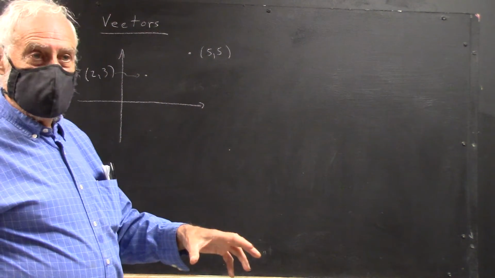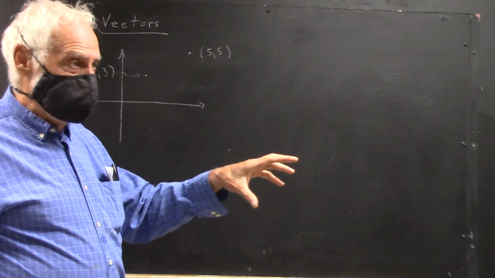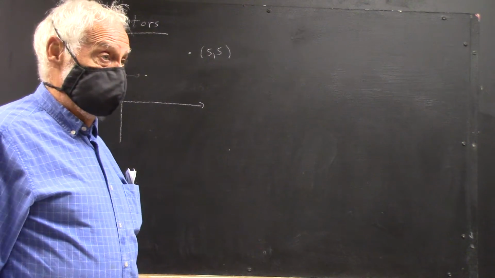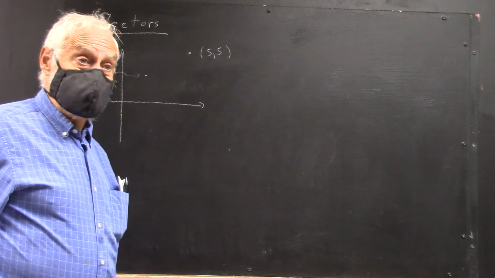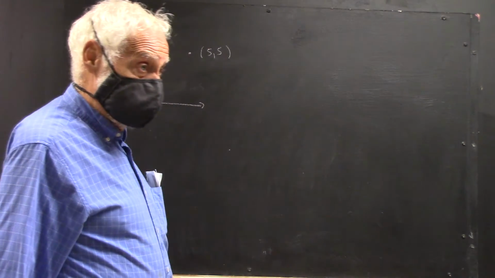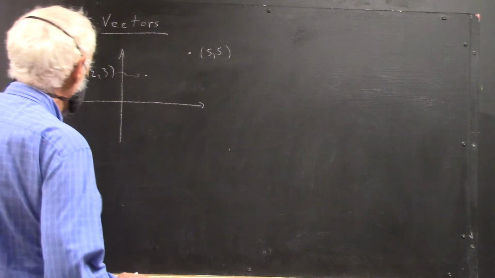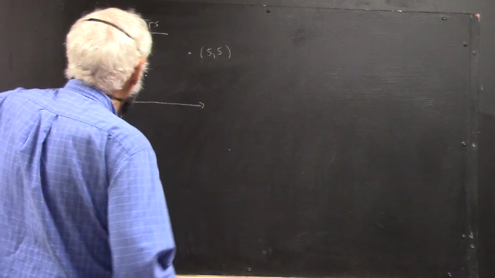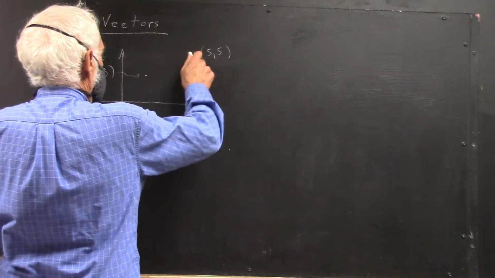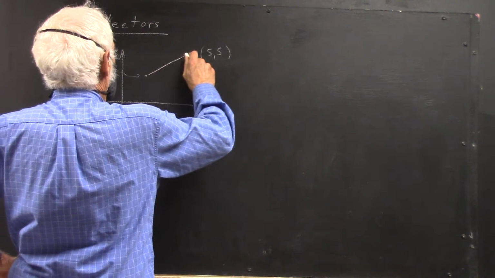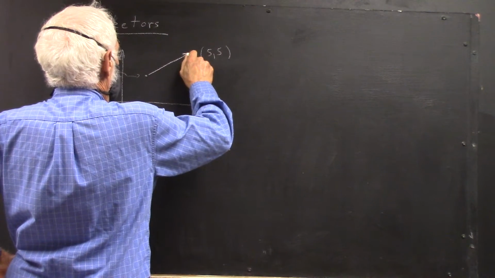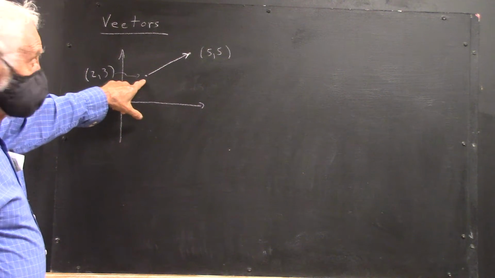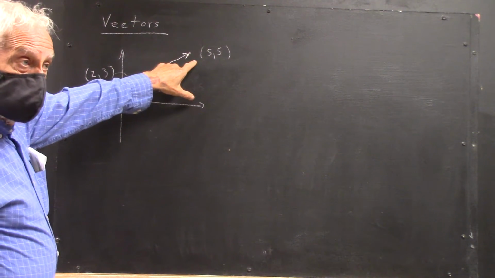Your best drawing you can do is some depiction of 3 dimensions. Since we live in 3 dimensions, we can't visualize a 4th dimension. But we can still do vectors in 4 dimensions or any number of dimensions. Okay, so we got the point 2, 3 and the point 5, 5. A vector from 2, 3 to 5, 5 is represented by an arrow, so the 2, 3 is the initial point, 5, 5 is the terminal point.